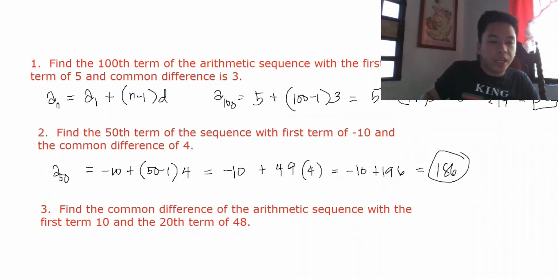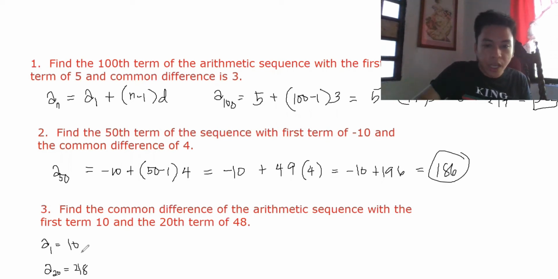Okay, so for number 3, find the common difference of the arithmetic sequence with the first term 10 and the 20th term is 48. So this is somewhat a kind of a tricky thing, but you just have to stick with the formula and everything else follows. So in this case, our first term here is 10. Our 20th term is 48. So you're solving for the common difference, the d. So you have a sub 20, rather, that's a sub 1 plus n minus 1 d.